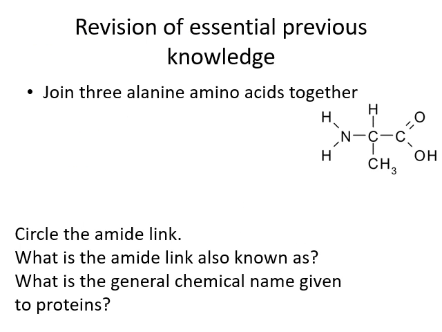Okay, so let's check your previous knowledge before we continue. I would like you to do the following on a piece of paper before you continue to the next slide and see the answers. I would like you to join 3 alanine amino acids together. I would then like you to circle the amide link on your diagram. I would also like you to state what the amide link is also known as. And can you give me the general chemical name for proteins? Have a try at it just now before you move on to the next page.